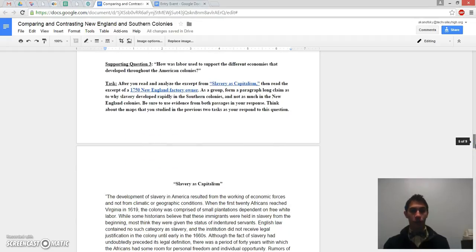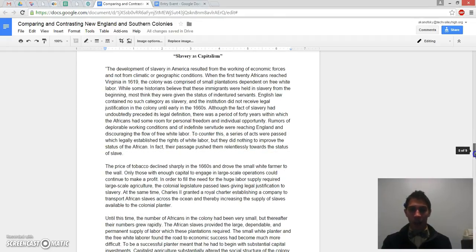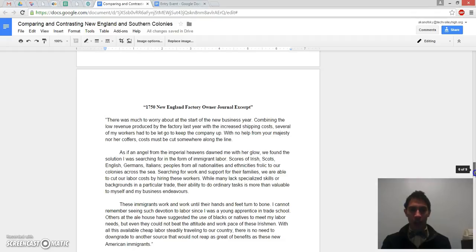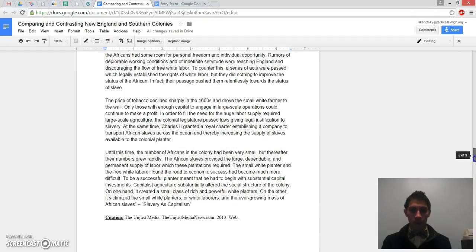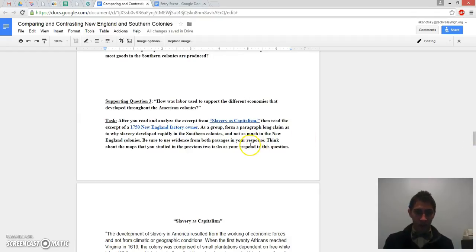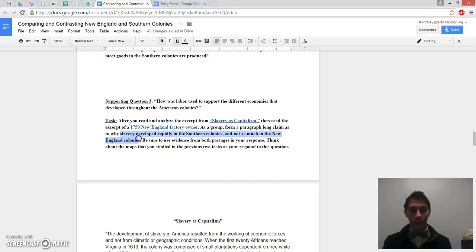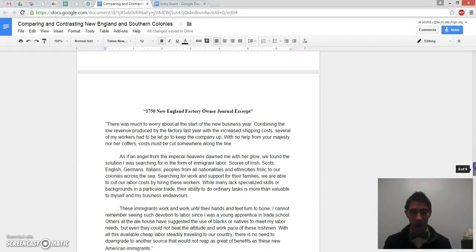In the third task, or for the third supporting question, you're going to be comparing the different labor that was used in these different economies that resulted from these differences in geography and climate. So you see kind of a connecting trend as we go through these supporting questions. You're going to take a look at a couple documents. One, Slavery is Capitalism, and two, excerpt from a New England Factory Owner Journal. And what we'd like you to do is respond to the question. Using evidence from both passages, answer the question, why did slavery develop rapidly in the southern colonies and not as much in the northern, or the New England colonies, as you'd like to call them? So think about that as you're reading these two passages and as you form a response to this task.